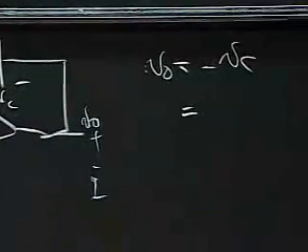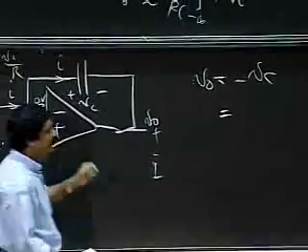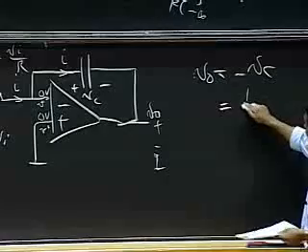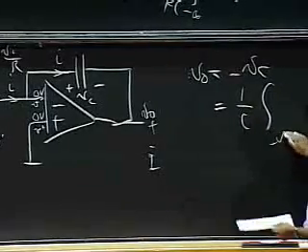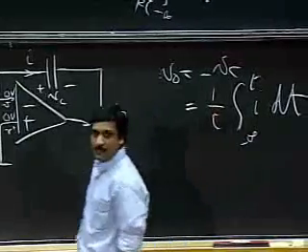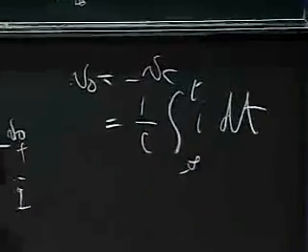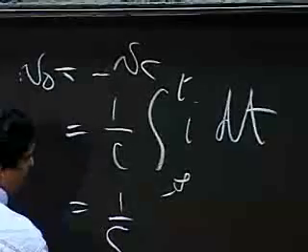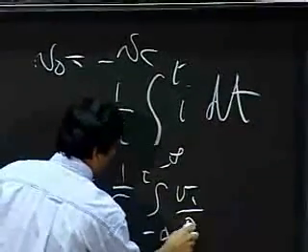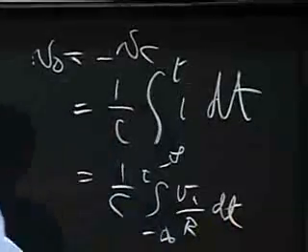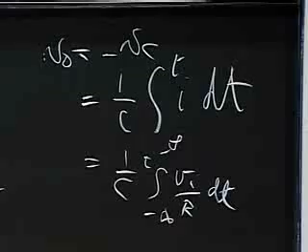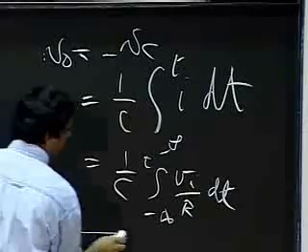Okay, and I know that if I have a current I through a capacitor, what is VC? If I have current I through a capacitor, then this is simply one over C integral I dt. And I, by design, is VI over R. So I have my integrator.